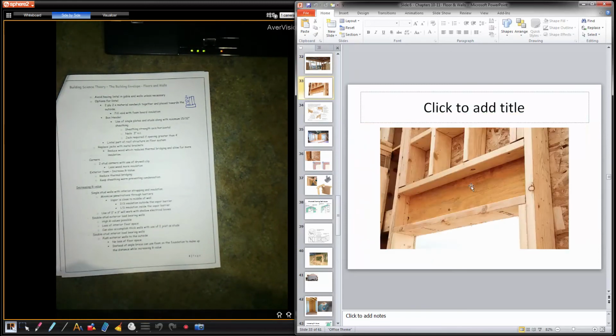So this is an LVL. Instead of going with maybe 2 2x10s, they might have gone with 1 LVL, maybe with a small window, therefore getting more room for insulation. So it's a stronger piece, and therefore more insulation. What I don't like is they have the rough sill going through and then the jack tying into the rough sill.